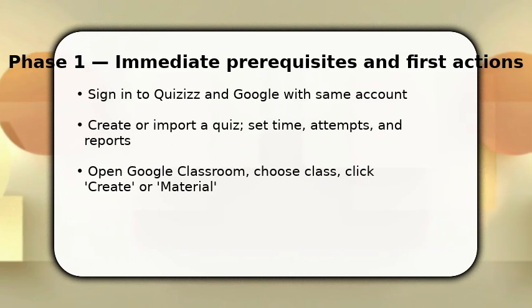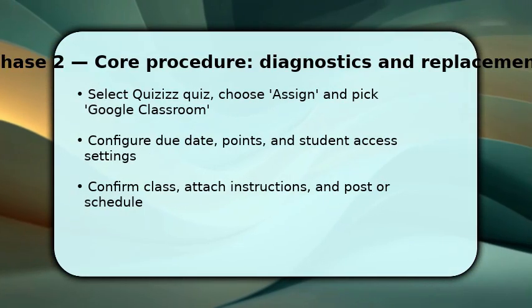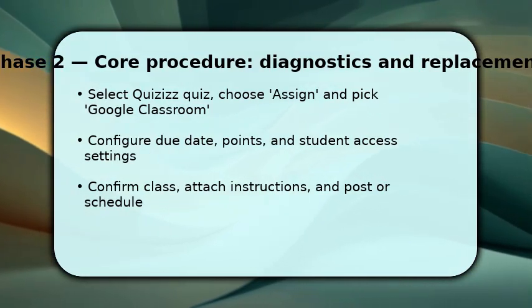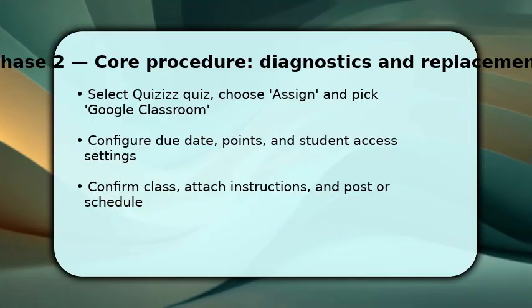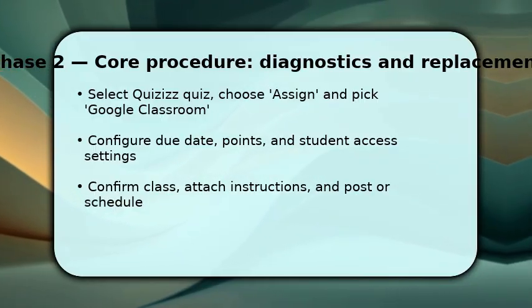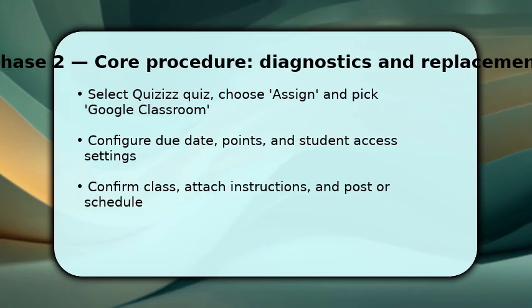Now you'll assign the quiz directly from Quizizz. Select your quiz and click Assign, then pick Google Classroom as the destination. Configure due date, points, and access. This ensures scores sync to Classroom correctly.